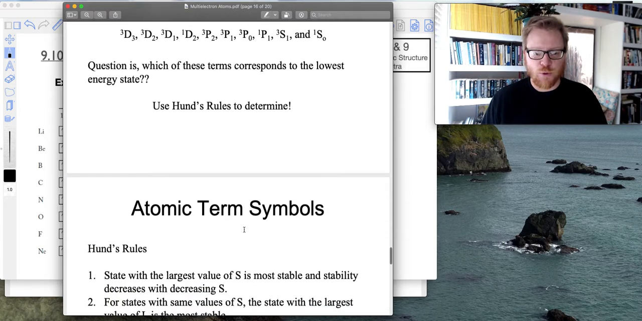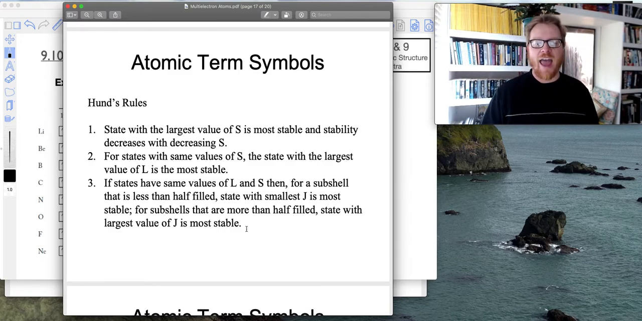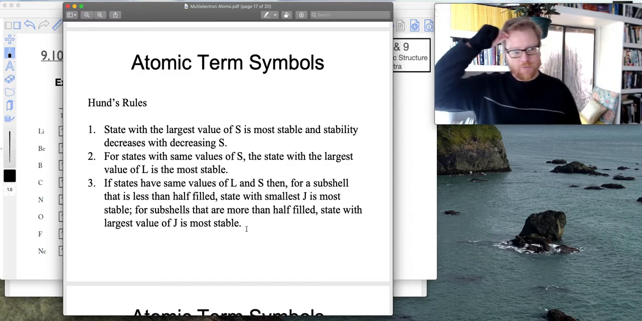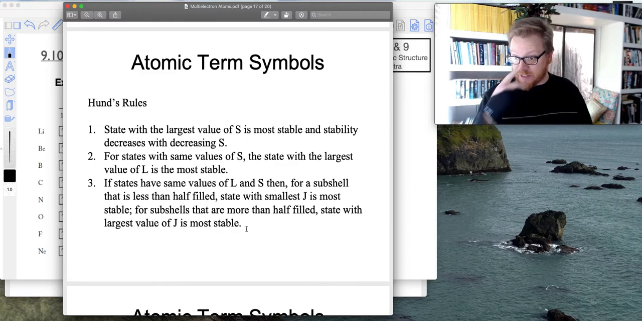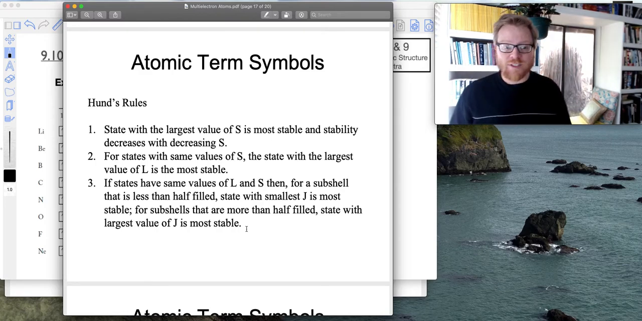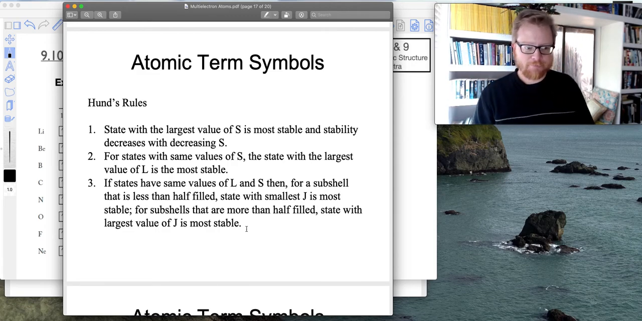And so I want to review those Hund's rules really quick, okay? So the state with the largest value of S is the most stable. So let's just talk about that for a second. S gives us multiplicity, right? And the largest value of S, for now, what we've discussed corresponds to a triplet state, right? Because S is 1 for a triplet state, and 2 times 1 plus 1 is 3. So triplets are more stable than doublets, which are more stable than singlets, okay?